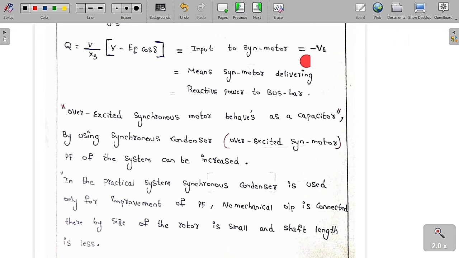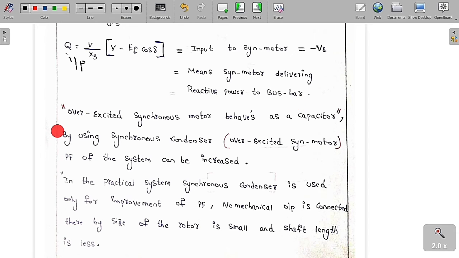So input to the synchronous motor being negative means the synchronous motor is delivering the reactive power to the bus bar, because the input is not being given. Input positive means the bus bar is giving the reactive power to the motor, but input negative means the motor itself is giving the reactive power to the bus bar. This is a very important point. If the reactive power is positive, the bus bar is giving the reactive power to the synchronous motor, but if it is negative, the synchronous motor is giving the reactive power to the bus bar. This is called the reactive power input to the motor. It is negative, so the synchronous motor is delivering the reactive power to the bus bar.